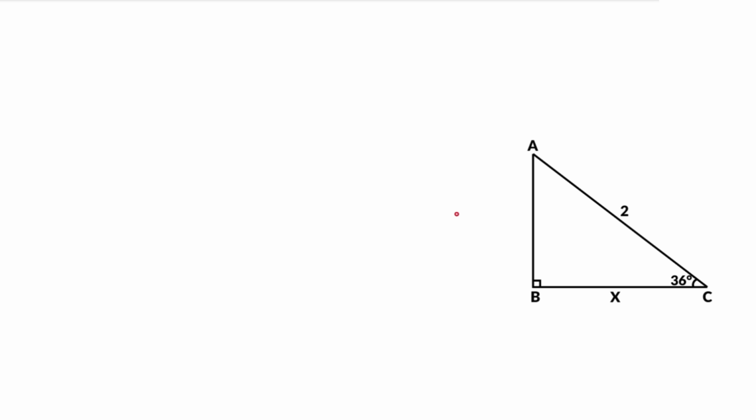Alright, this one is really beautiful. We've got a right triangle, ABC. The right angle is at B. Angle C is 36 degrees, and the hypotenuse, AC, has length 2. We need to find the base, BC, which is x.